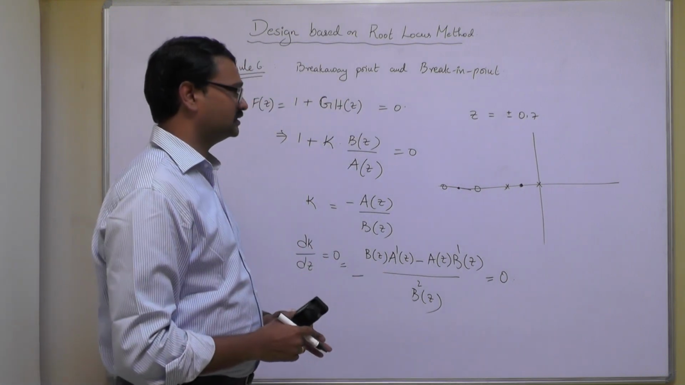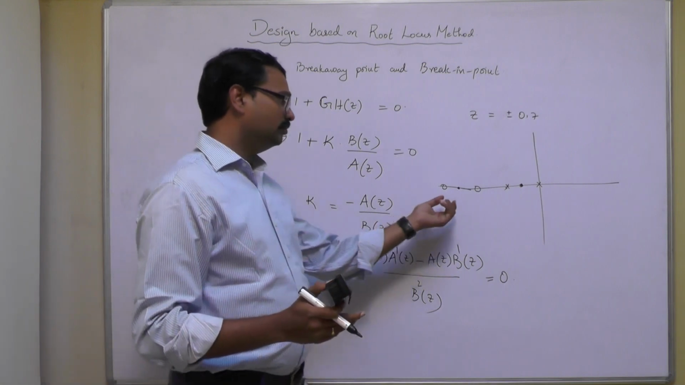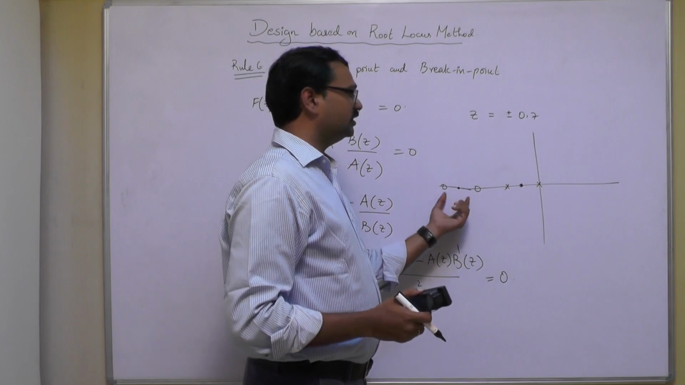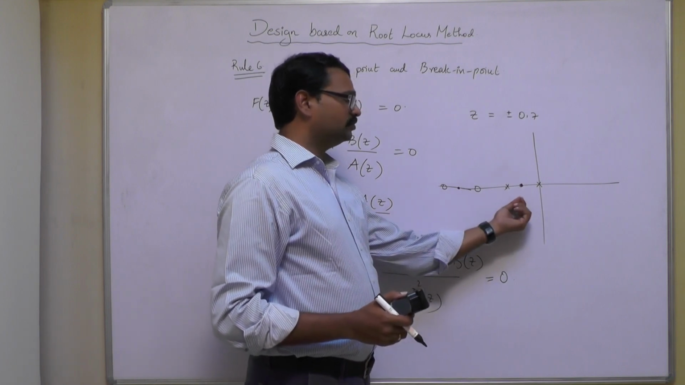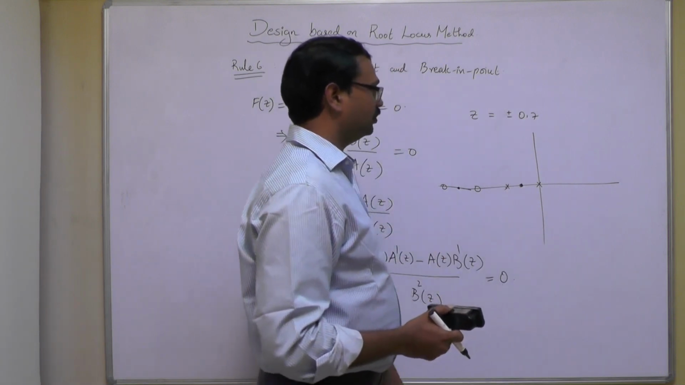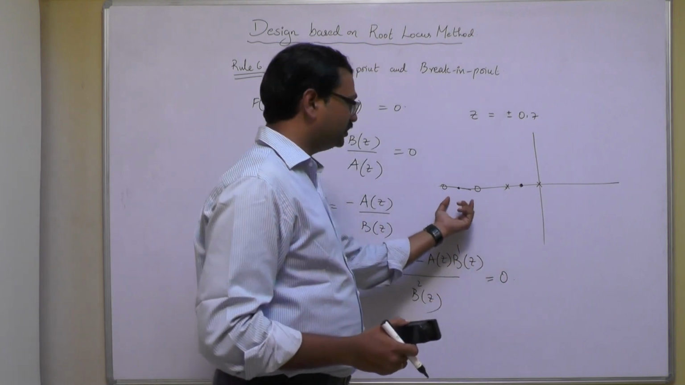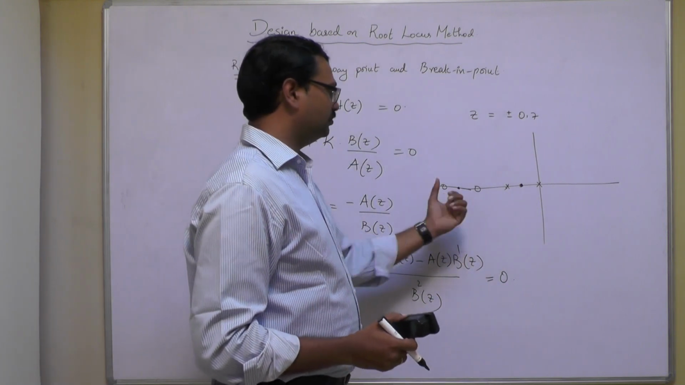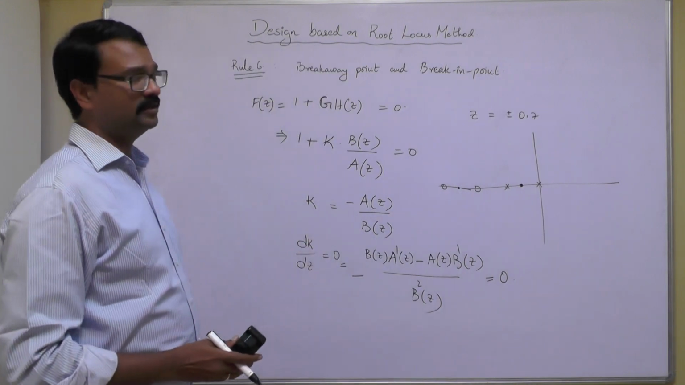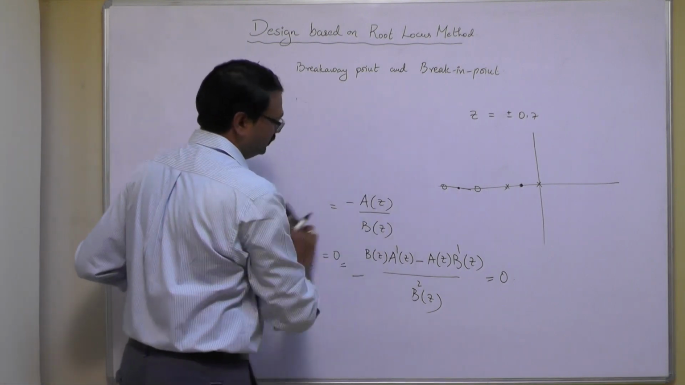But logically you can understand, because two branches come and meet and go towards 0. Meeting here is very easy for the points to meet at this point and break in. Here they should meet and break away. So between any two poles, you can have a breakaway point. Between any two zeros, you can have a break-in point. So finding out the breakaway point and break-in point is our rule 6. Now let us consider rule 7.